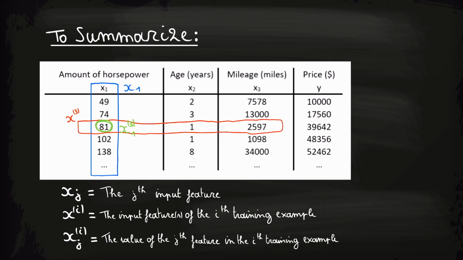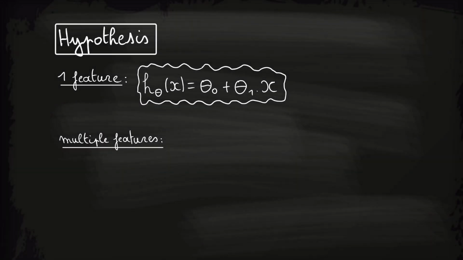So to summarize, we have x subscript j to denote the jth input feature. We have x superscript i to denote the input features of the ith training example and we have x superscript i, subscript j to denote the value of the jth feature in the ith training example. As we are now familiar with some terminology, let us look how to extend our hypothesis and cost function for multiple features. In fact, as we will see in a moment, this will be really easy.